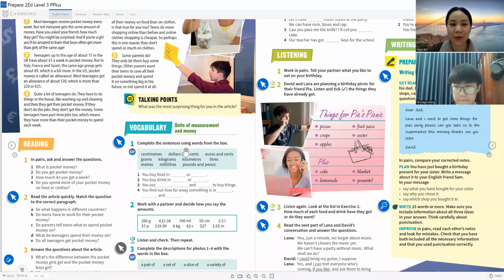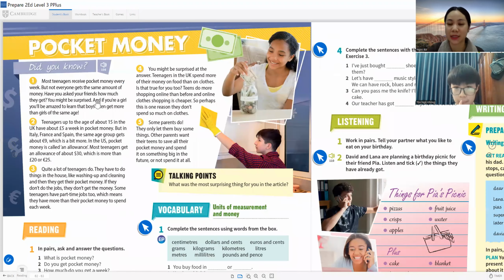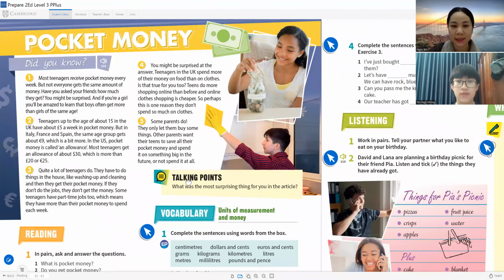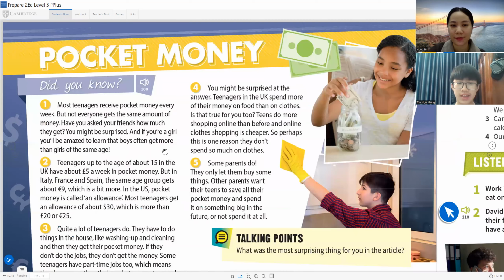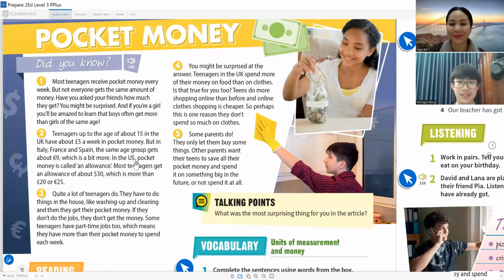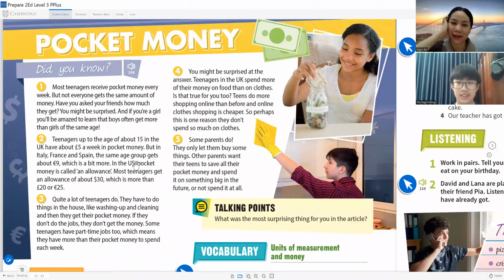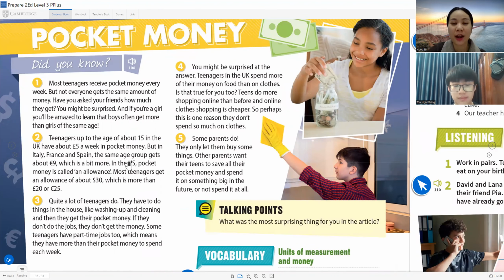For our next lesson today, we are going to learn about pocket money. Pocket money, what does it mean? Pocket money. It's like tiền tiêu vặt, right? Pocket money. Okay. To start our lesson today, you will read it and I will check your pronunciation, and if we have a new word here, you will note it. Okay.